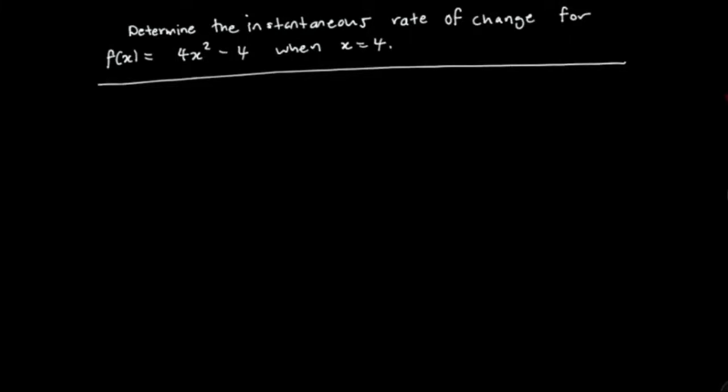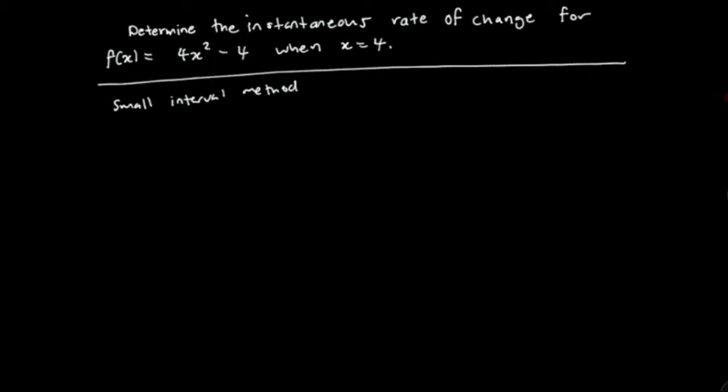Alright, say we wanted to determine the instantaneous rate of change for the function f of x is equal to 4x squared minus 4 when x is equal to 4. Okay, now one way we can do this is through something called a small interval method.